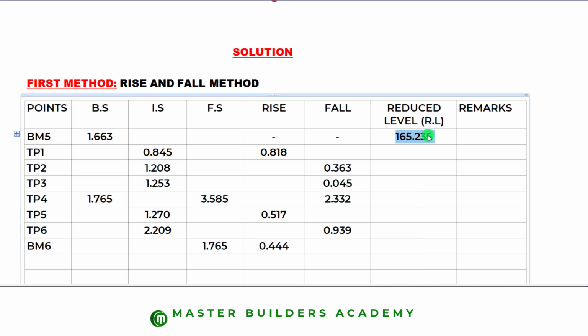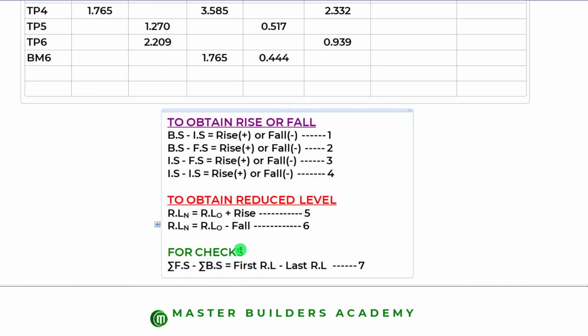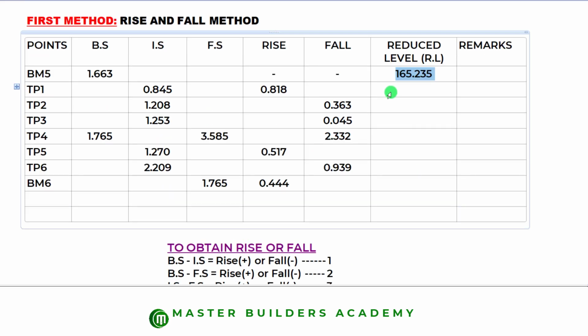So now that I have gotten the reduced level, how do I find reduced level? To obtain reduced level, you either add rise to the previous reduced level or you subtract fall from the previous reduced level. I hope you're understanding the basic principles one after the other. So if this is understood, then our previous reduced level, which we have here, is 165.235. Now at this point where we want to find the reduced level, TP1, what we have there is rise.